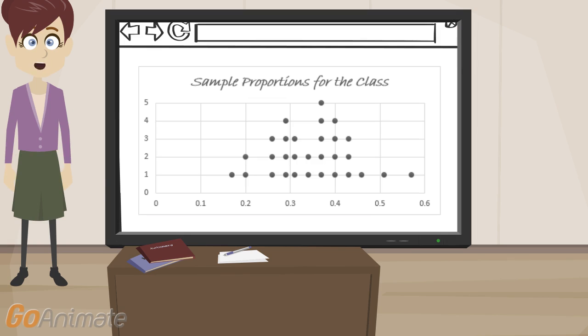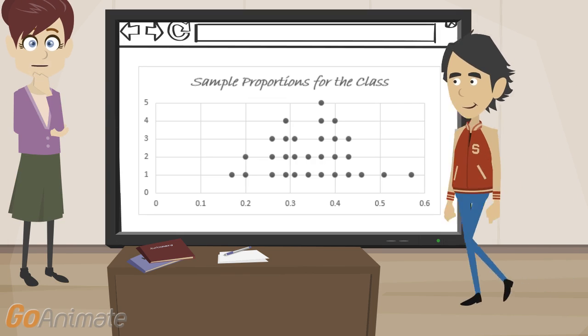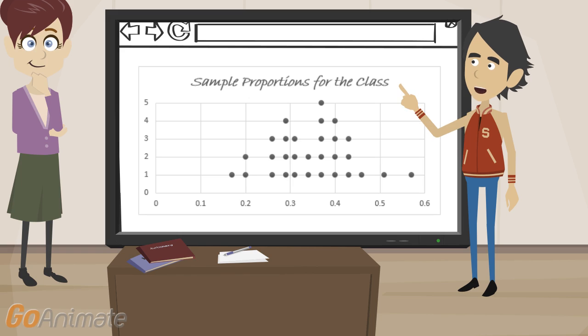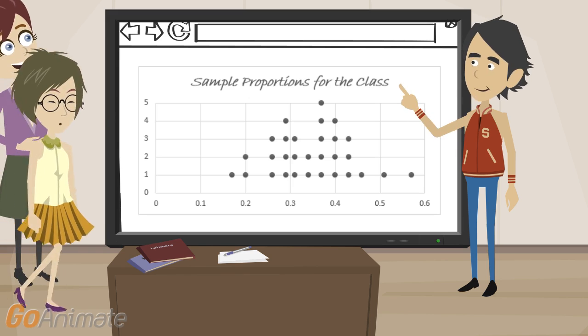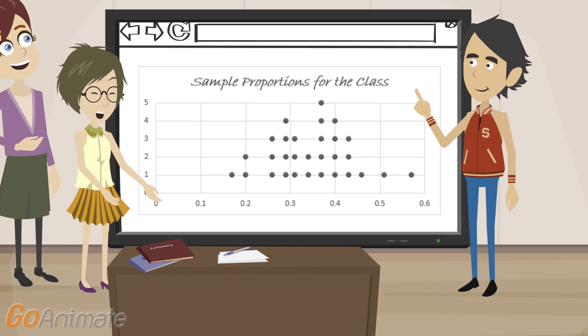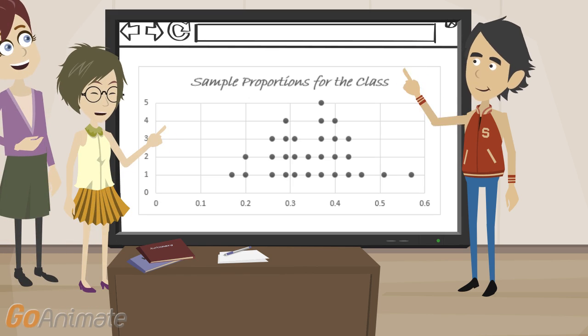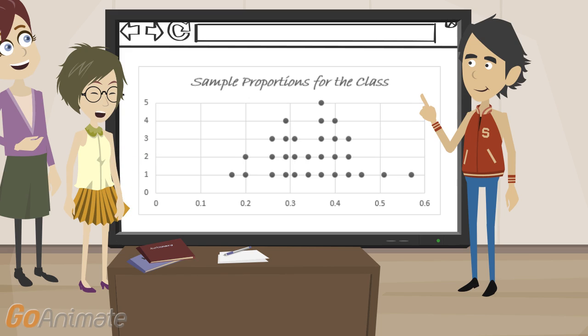Here is the dot plot of the sample proportions calculated by everyone in the class. What does this tell us? Russell, what do you think? There are many different values on the graph. It's still not clear what the answer is. It looks to me like the mean of the distribution is at about 0.37. Wouldn't that be the population proportion?